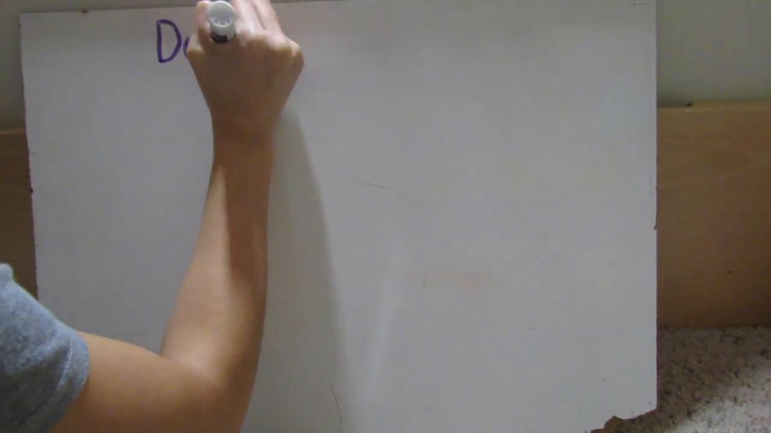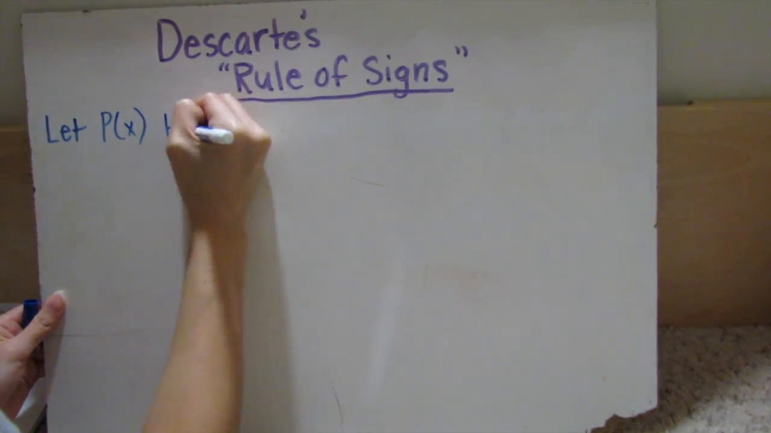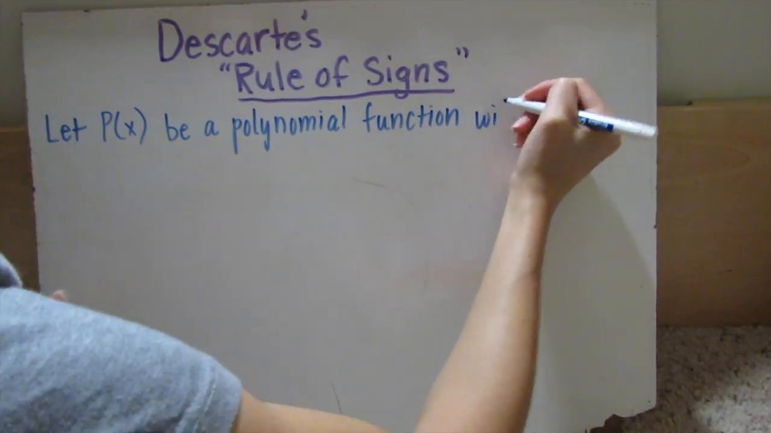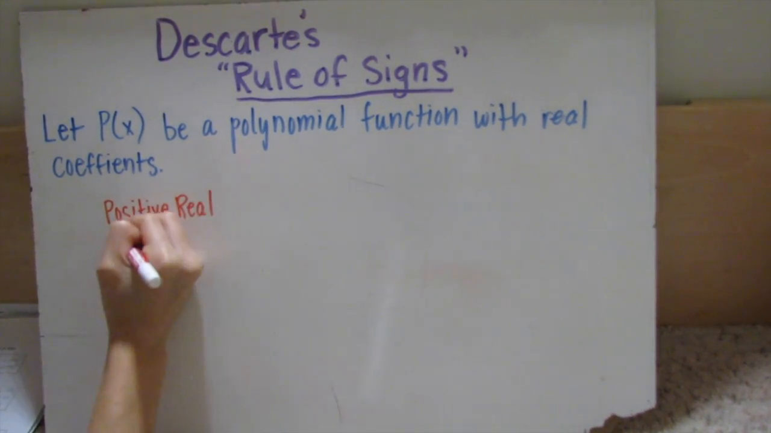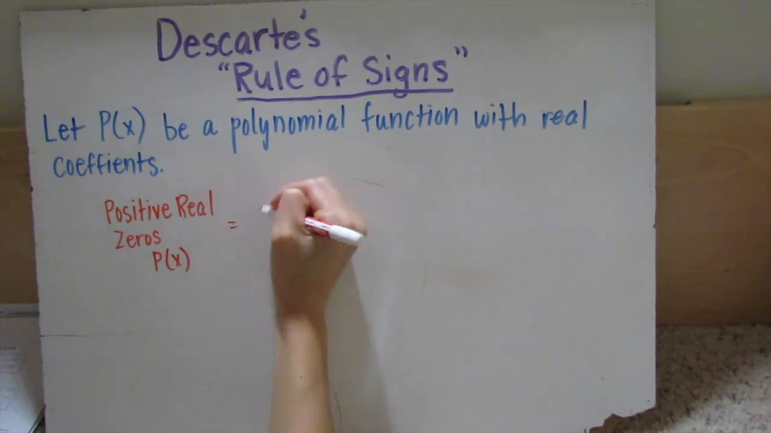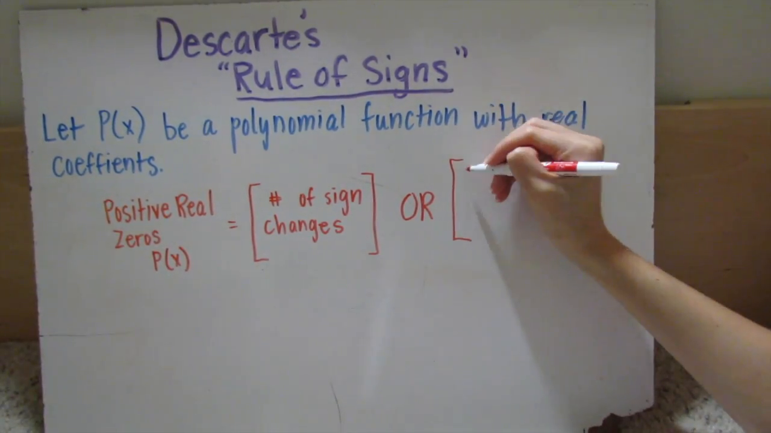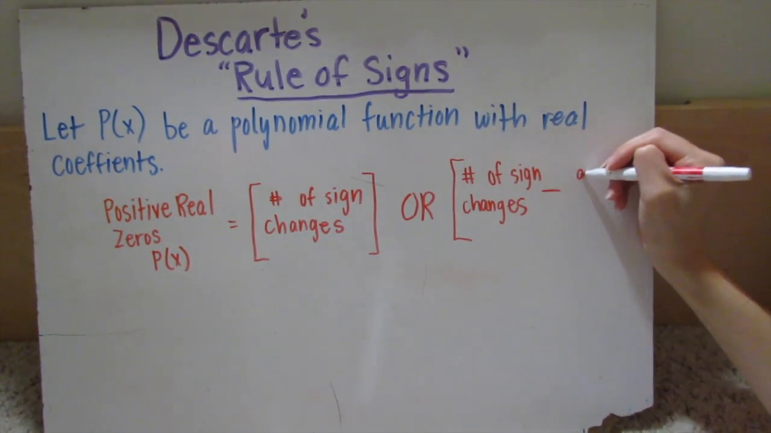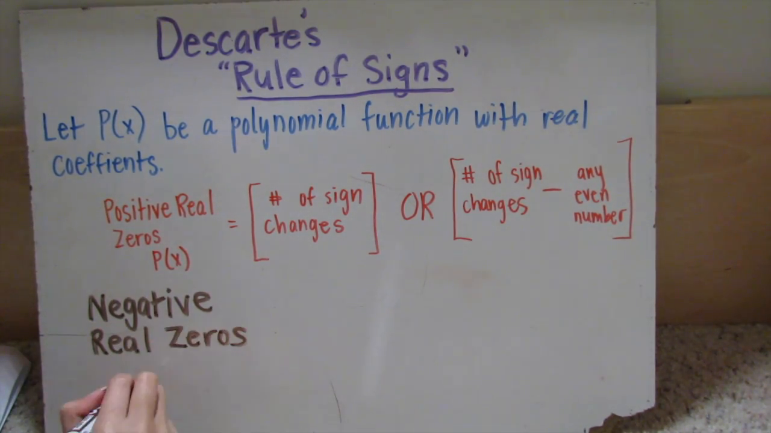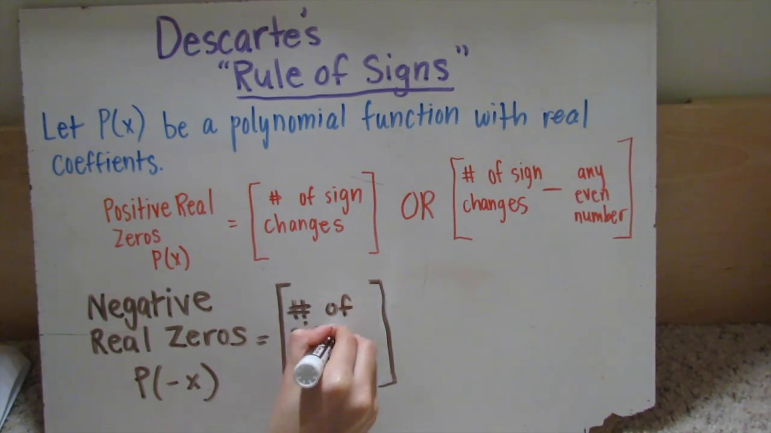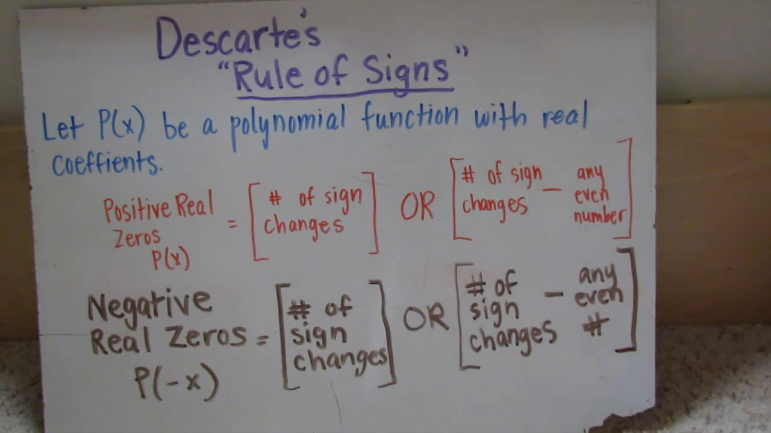Like Ashley mentioned at the beginning of the video regarding the function, you often need to use Descartes' rule of signs in order to figure out the number of positive real zeros, negative real zeros, and imaginary zeros. Let p of x be a polynomial function with real coefficients. In order to find how many positive real zeros there are, you first need to take positive p of x and count how many sign changes there are, or how many sign changes minus an even number. This will make sense in a moment. In order to find negative real zeros, you do the same thing except you're using p of negative x, which you'll again see is very important later on.